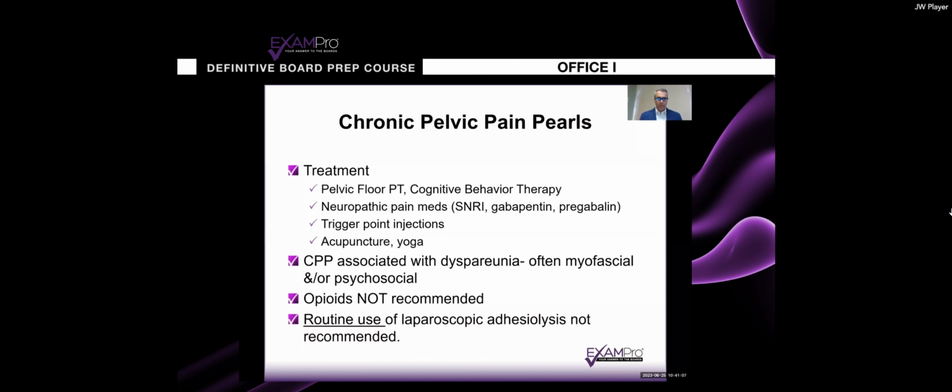And the routine use of laparoscopy for lysis of adhesions is not recommended. Now, let me explain what I mean here. If you did a laparoscopy simply to look for adhesions, that's not the best approach. If you did a diagnostic laparoscopy looking for causes of chronic pelvic pain, like endometriosis, and you discovered adhesions, and so you took those adhesions down, you lysed those adhesions, that's a very reasonable approach. So just the details matter a little bit.